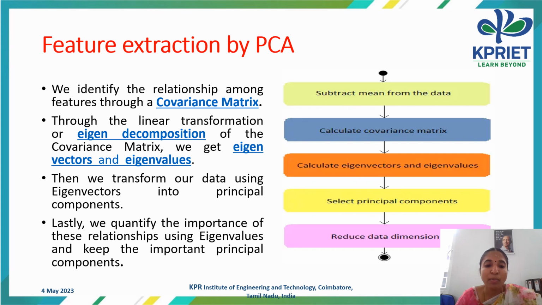We quantify the importance of these relationships using eigenvalues and keep the important principal components. That means the important data will be maintained as it is and the unwanted data will be reduced in terms of dimensionality reduction with the support of principal component analysis. So these were the four important pre-processing steps: data cleaning, data integration, data transformation and data reduction, which highly support creating a model with a proper data set.